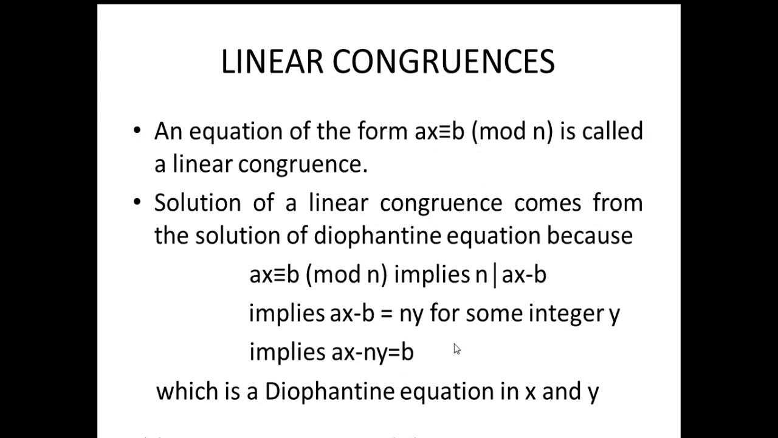So let ax minus b equal n into y for some integer y. If we take ny on the left hand side and b on the right hand side, we get ax minus ny is equal to b. What is this? This is a Diophantine equation in two variables. So if we know the solution of the Diophantine equation, we can tell what is the solution of this congruence.